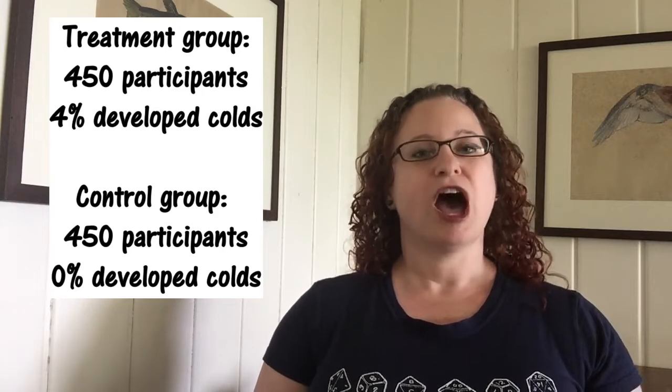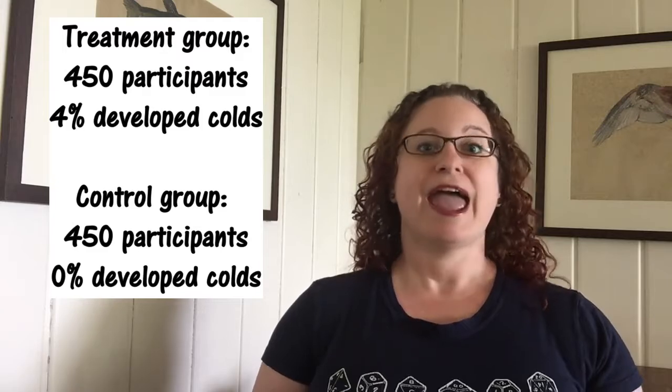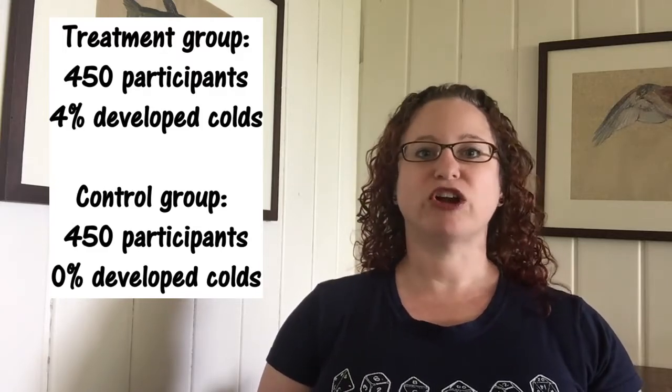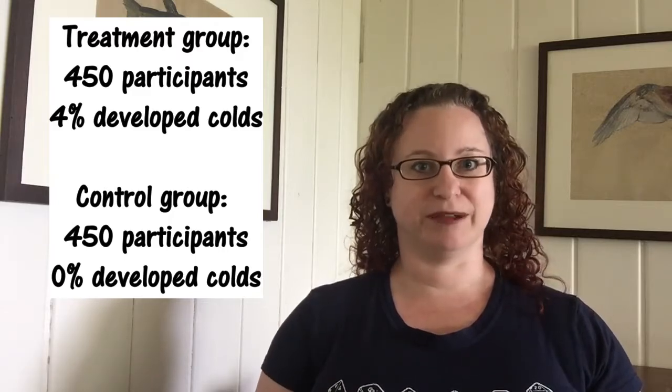So at the end of the study, we'll have a lot of data, but it will all boil down to a certain percentage of the treatment group has developed colds over the course of the study, and a certain percentage of the control group has developed colds over the course of the study. Let's imagine, and I'm completely making up these numbers, that we have 450 people in our treatment group, of which 4% developed colds over the course of the study, and we have 450 people in our control group, of which 0 developed colds over the course of the study.